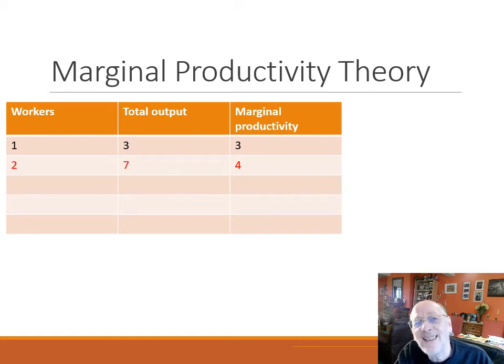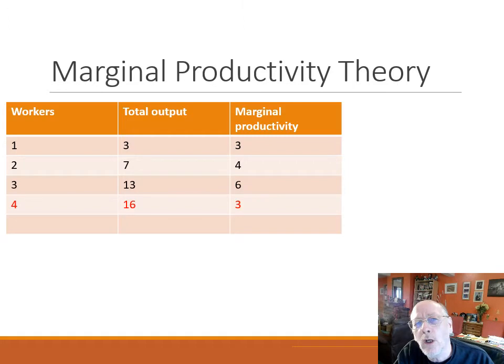If we employ a second worker, the chances are they're going to be able to work well together, perhaps employing division of labour. So total output goes up from 3 to 7, which means that that second worker adds a marginal output of 4. And when we get that third worker, we're able to increase our output to 13 because they're working very well together now. And so the marginal productivity is another 6 because output has gone up from 7 to 13.